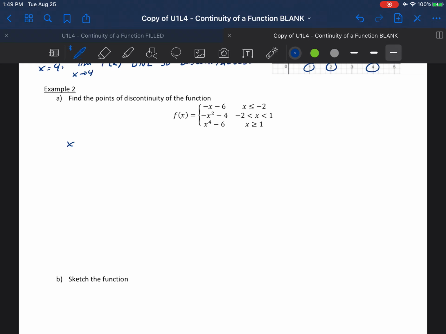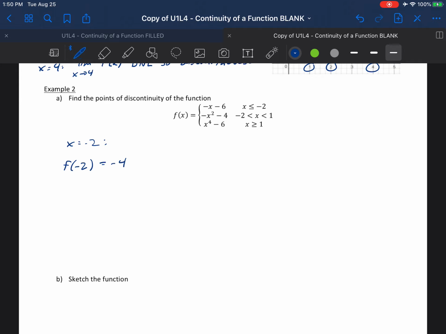Okay? So at x equals -2, the function value f of -2, I need to use this top function because that's where x is defined at -2. So f of -2 is -2 minus 6, which is -8... sorry, 2 minus 6, which is -4.